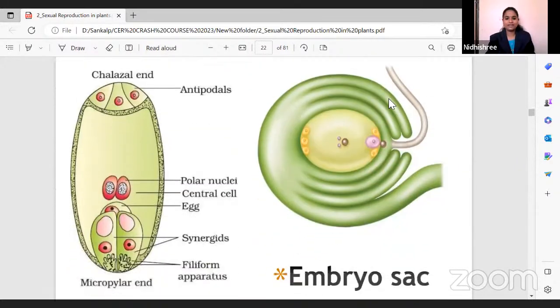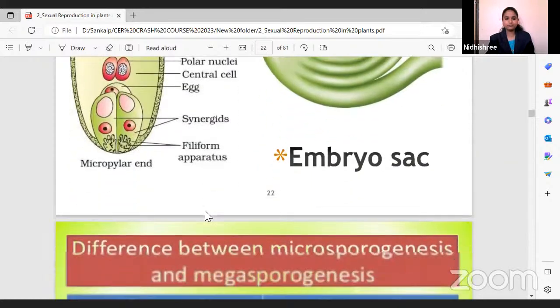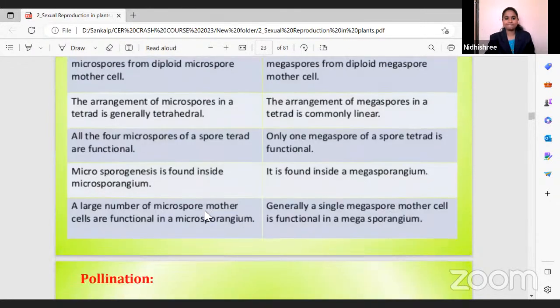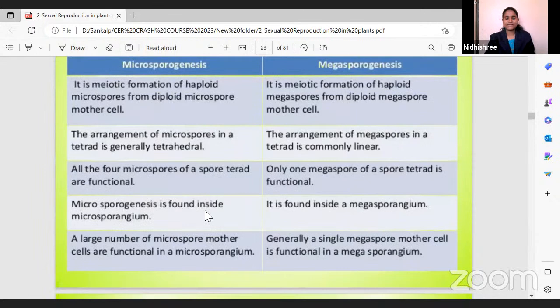This is the developed structure of an embryo sac. Chalazal end, micropylar end. Synergids are there. Filiform apparatus, polar nuclei, central cell, and the ovum. That is the ova or egg. Next. Briefly, just check the differences between micro and megasporogenesis.